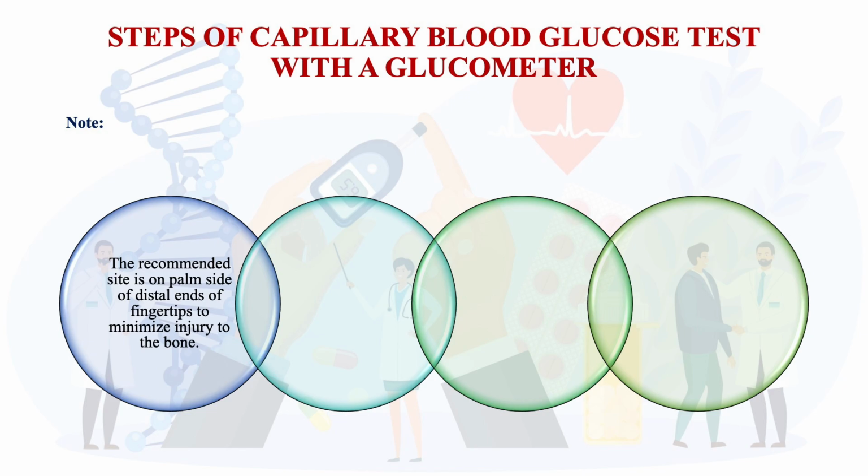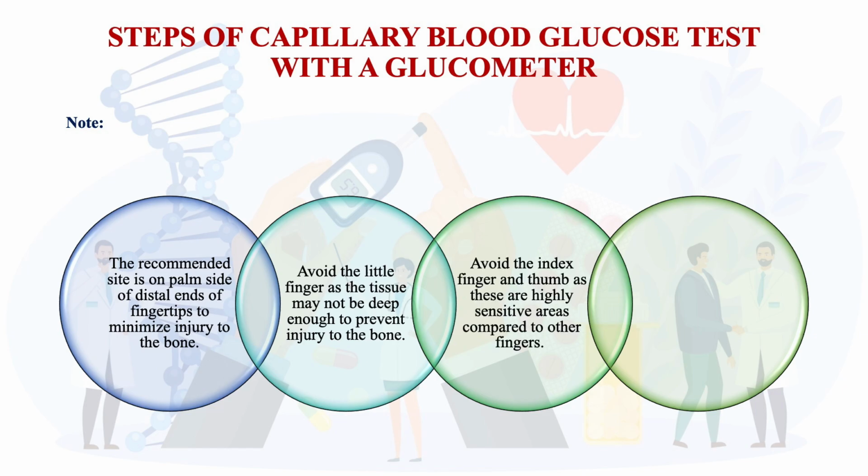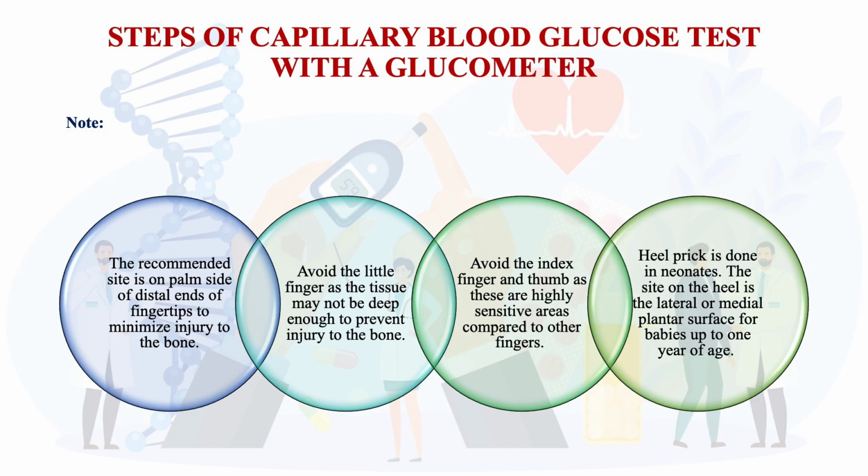Note that the recommended site is on the palm side of distal ends of fingertips to minimize injury to the bone. Avoid the little finger as the tissue may not be deep enough to prevent injury to the bone. Avoid the index finger and thumb as these are highly sensitive areas compared to other fingers. Heel prick is done in neonates. The site on the heel is the lateral or medial plantar surface for babies up to 1 year of age.